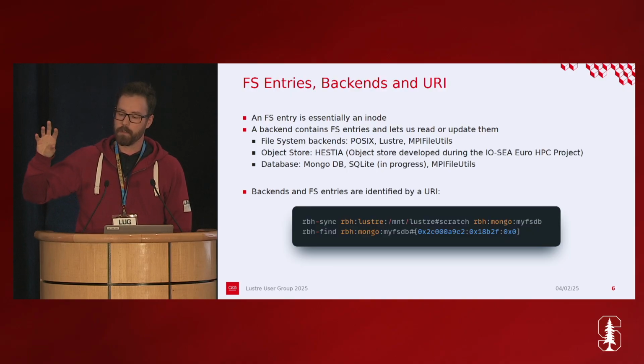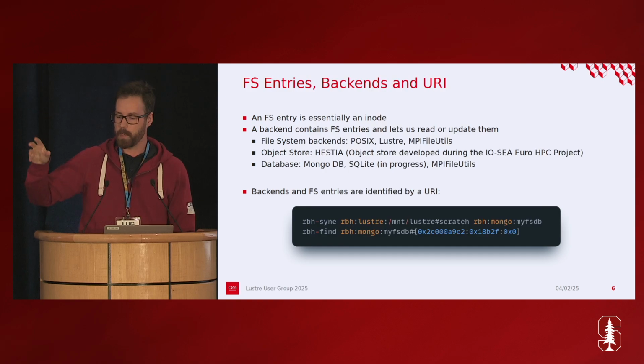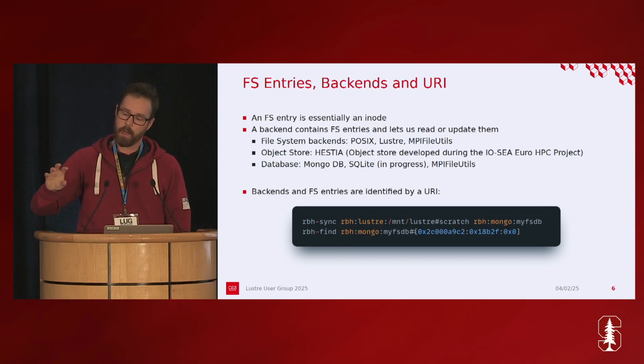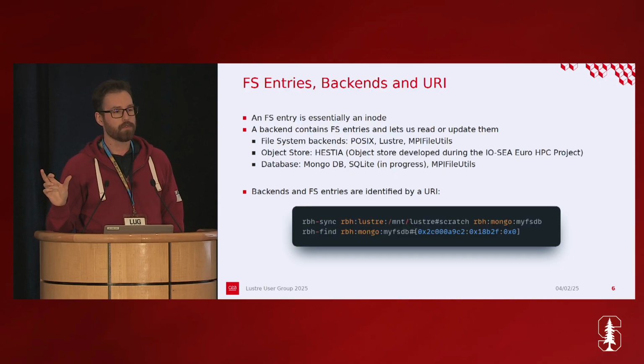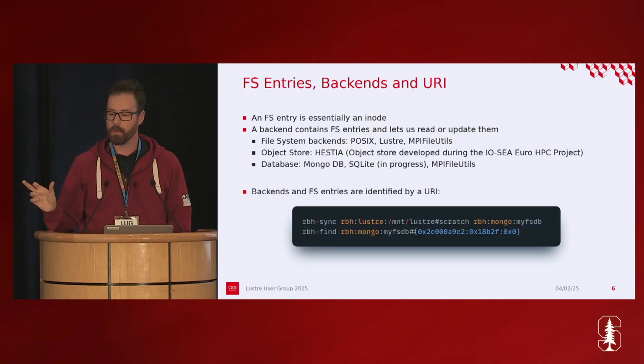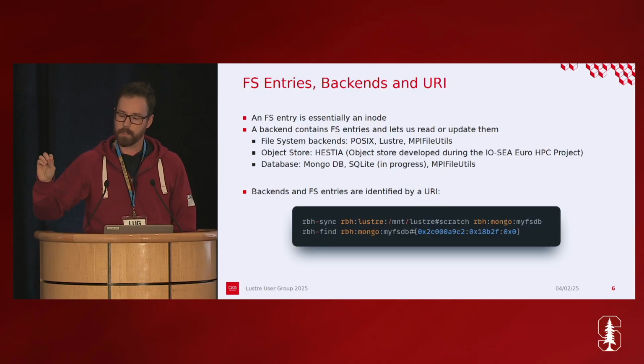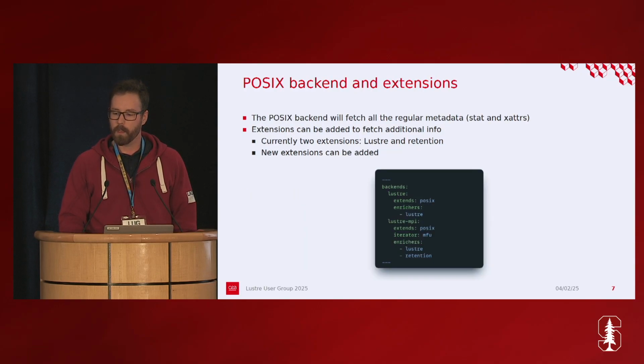And then the second example identifies a MongoDB collection named myfsdb. And the third example is a way to identify a single FS entry in the Mongo collection. In this example, it's done using the FID of the entry we want to look at. So these URIs are used in most of the Robinhood tools, as you'll see later.